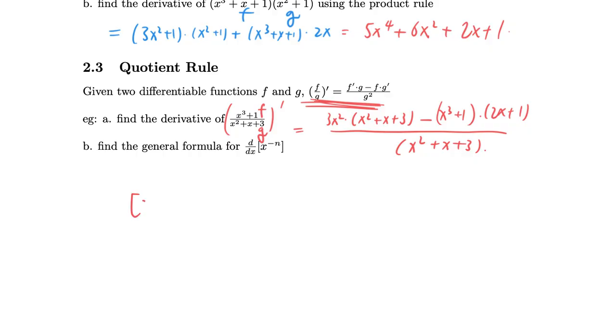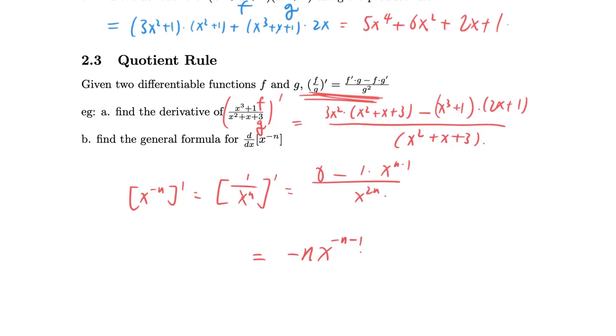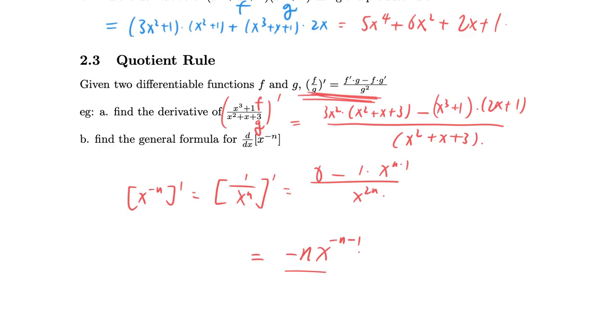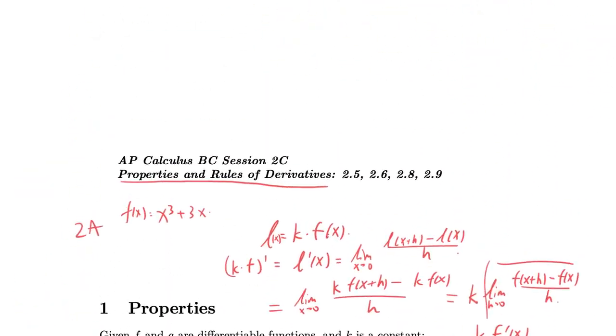So if we had x to the negative n prime, then this is equal to taking 1 over x to the n prime. And this, then we could just apply the quotient rule. So this would be f prime, 0, times whatever g is, minus f times g prime over x to the 2n. So that's just x^n squared. And then simplifying this, we would obtain negative n, x to the negative n minus 1. And if you check it, you would find that this is exactly what the power rule gives us. So that is the quotient rule, and that is all the rules and properties for today. Thank you very much.